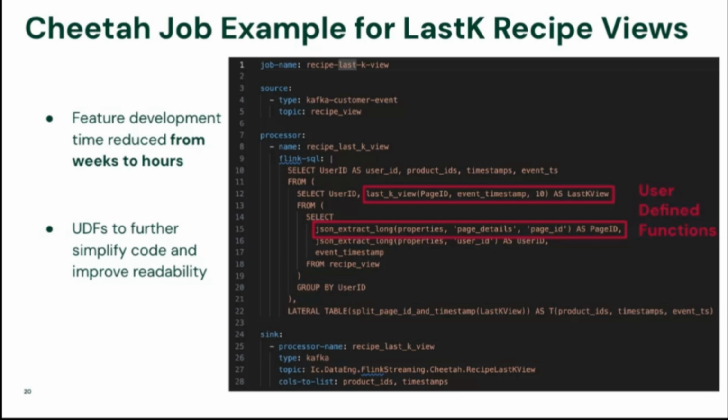Furthermore, Cheetah develops very powerful user-defined functions to further simplify the code and improve readability. For example, it has a built-in UDF like last K views: if you give the page ID, timestamp, and how many views you want, in this example 10, it will extract that from the raw events. And this function extracts the different data types from the JSON raw event payload.